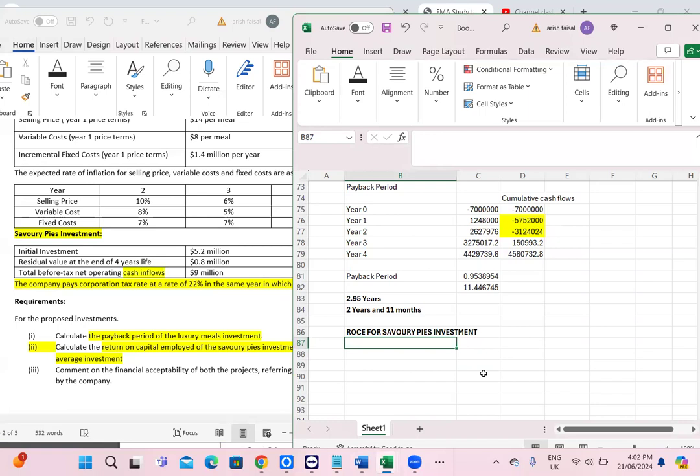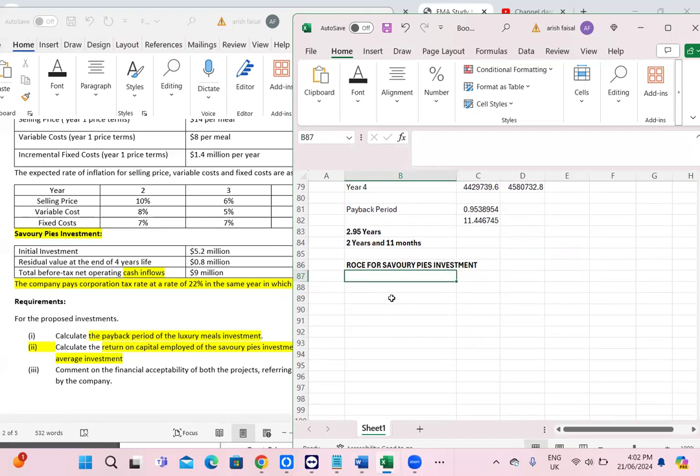And how will we do that? By just subtracting the depreciation. Okay. So I'll write down total before tax net operating cash inflows. So that's approximately around 9 million. Okay. That's for the 4 years, right? Total. The depreciation which you will charge in 4 years will be called your depreciable amount.